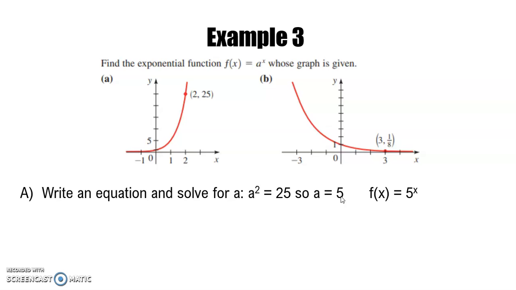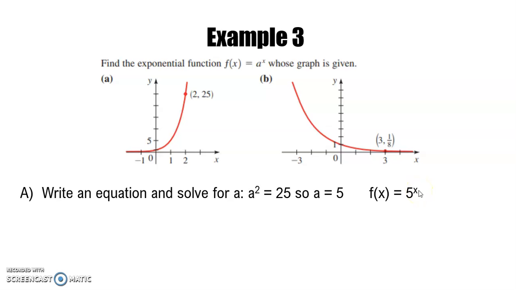I know this is not -5, because if it was, -5 to the first power is going to be down here at -5. -5 to the second power is going to be up here at +25. So watch out for those negative symbols. Sometimes they get a little confusing. So my original function is f of x equals 5 to the x.